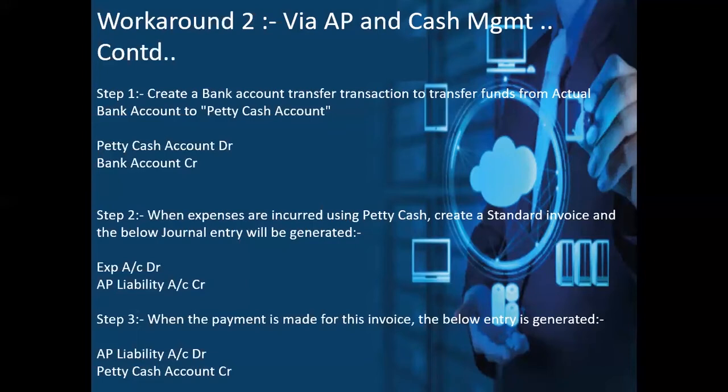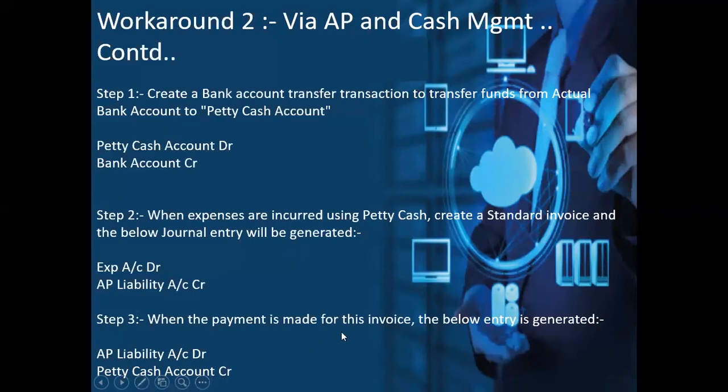Okay, and the second step would be whenever the expenses are incurred using petty cash, we need to create a standard invoice in AP, and then the below entry will be automatically created by the system: the expense account mentioned in your AP invoice will be debited and the AP liability account will be credited. And when the payment is made, your AP liability will be debited and your petty cash account is credited.